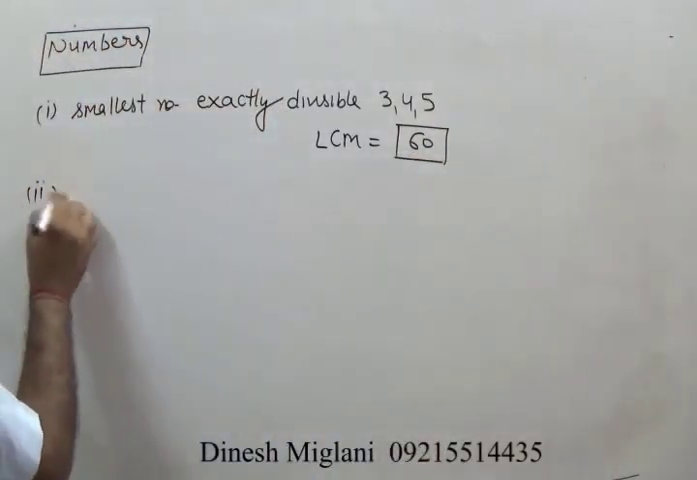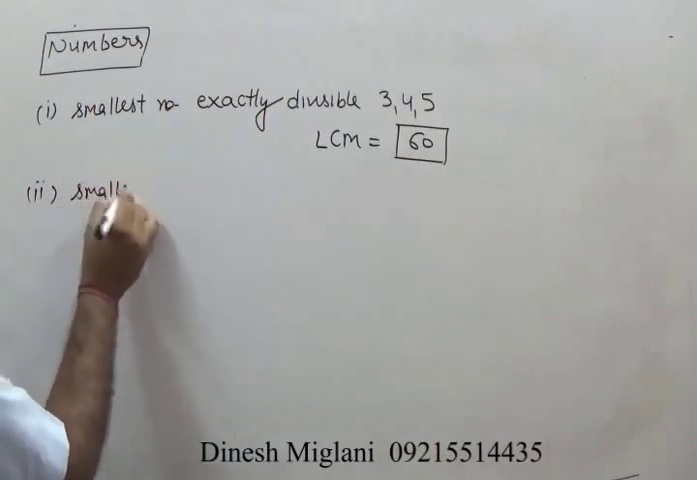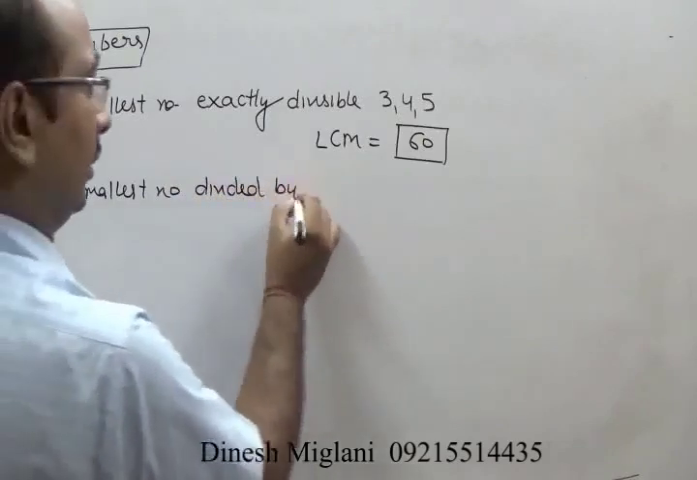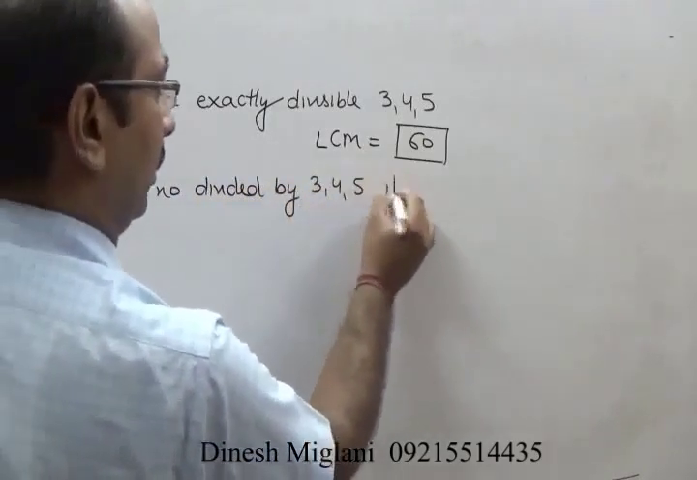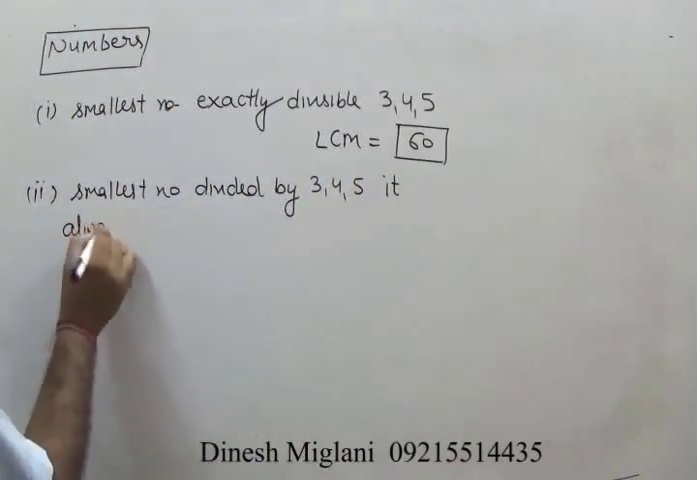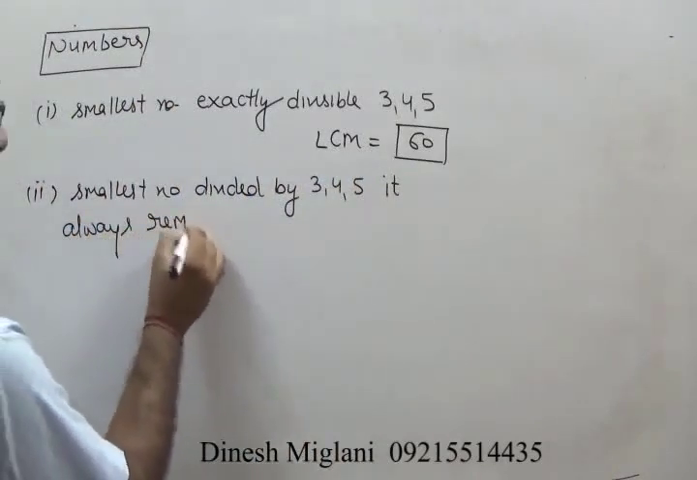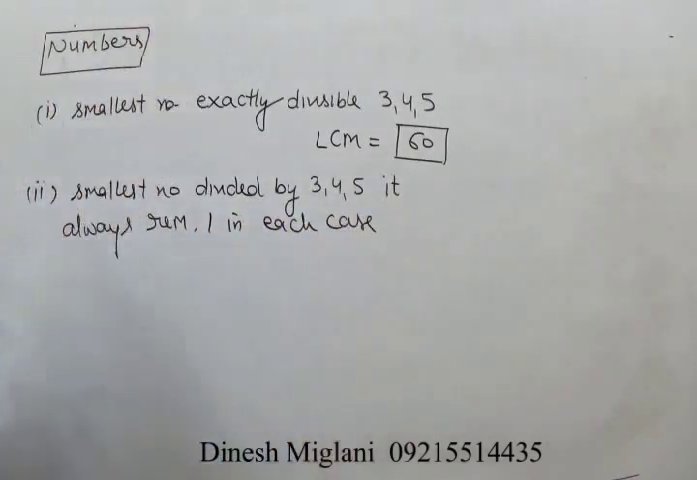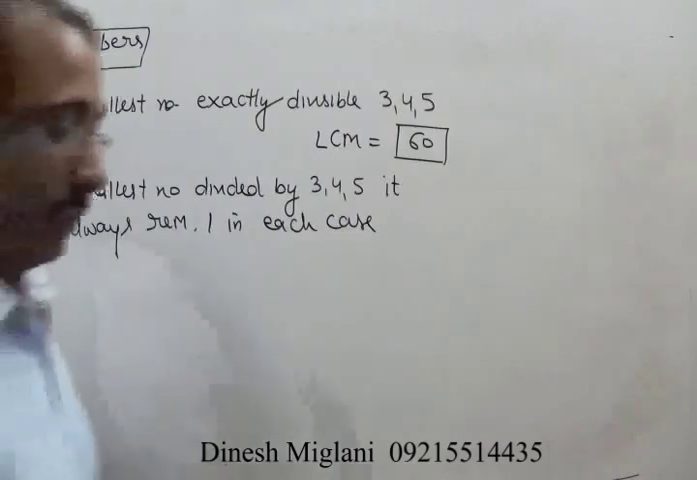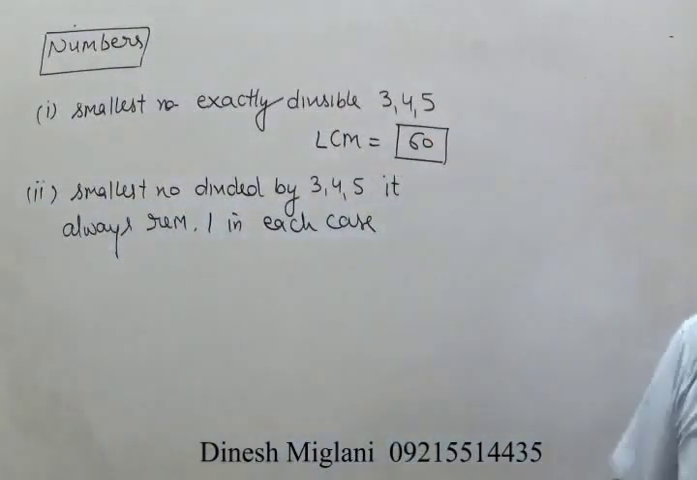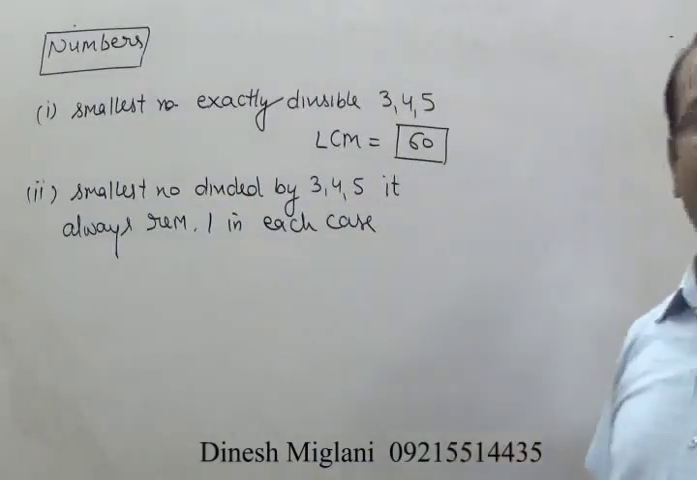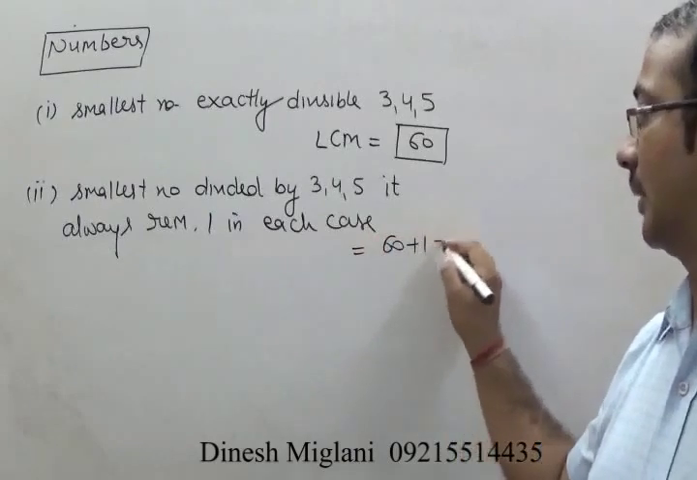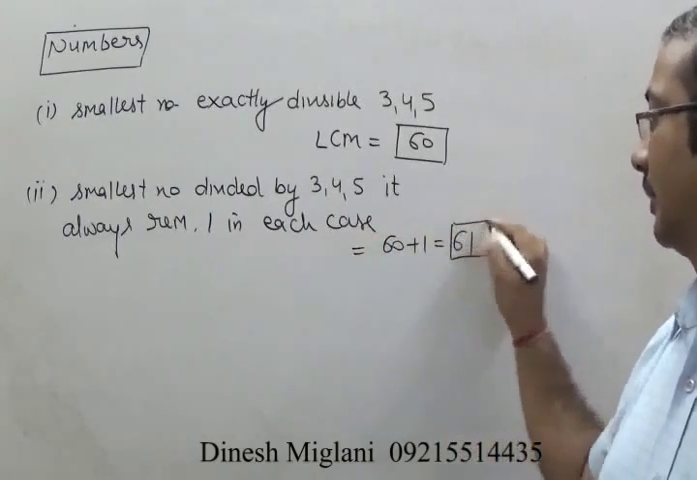Second question is, find the smallest number which when divided by 3, 4 and 5, always leaves remainder 1 in each case. Now I change my question. When I divide my given number by 3, 4, 5 and it leaves remainder 1 in each case, that means my smallest number is 60 and every time the remainder is 1. So my number is 60 plus 1. That smallest number is 61.